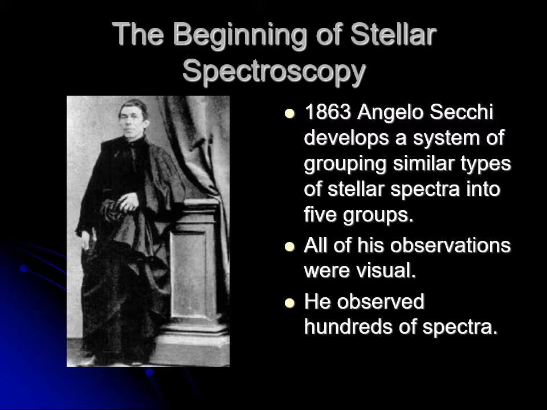Angelo Secchi is often regarded as the father of stellar spectroscopy. He did this work in the 1800s using a little prism held up to the eyepiece, looked at the spectrum of stars, and realized that some stars have certain spectral lines, other stars have other spectral lines. So he grouped them into 5 basic groups based on what he thought that he saw.